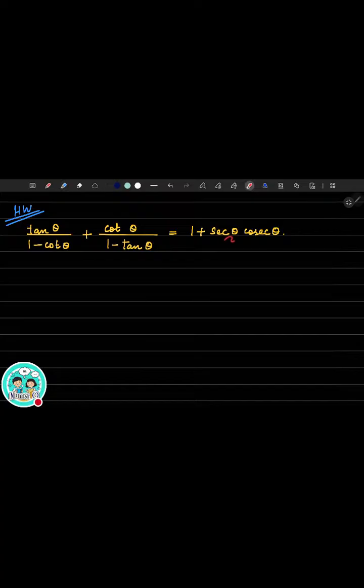As you see, you have secant, which is 1 by cos, and cosecant, which is 1 by sine, which is a huge indicator that all you have to do is convert everything into sine and cos. Tan is nothing but sine by cos, cot is nothing but cos by sine. So convert everything, solve it, and you will get everything in terms of sine and cos, and then you have to rearrange and bring it to this form. So this is your homework.